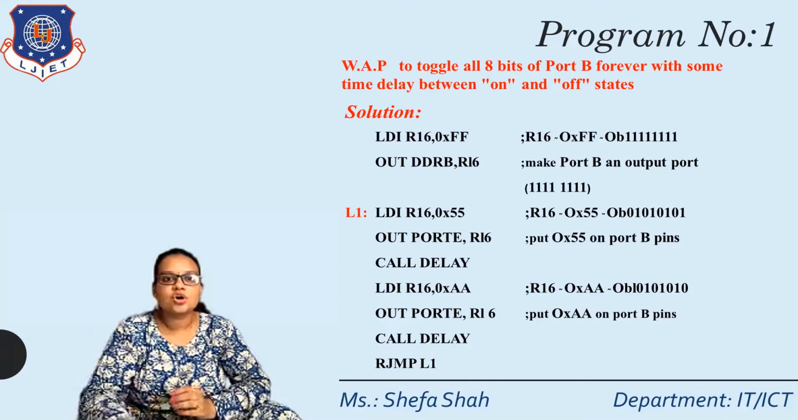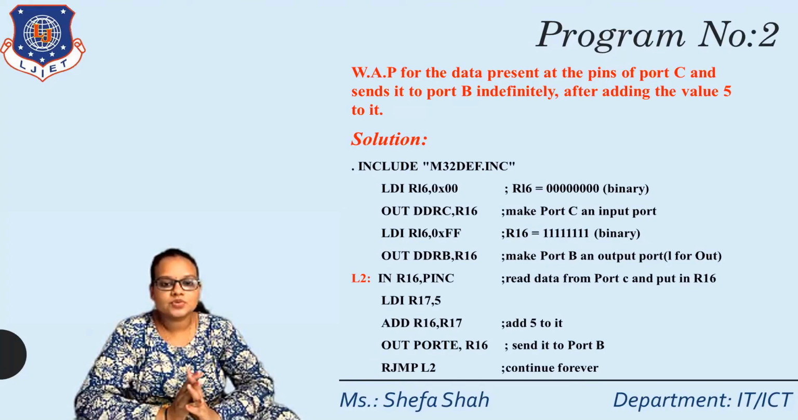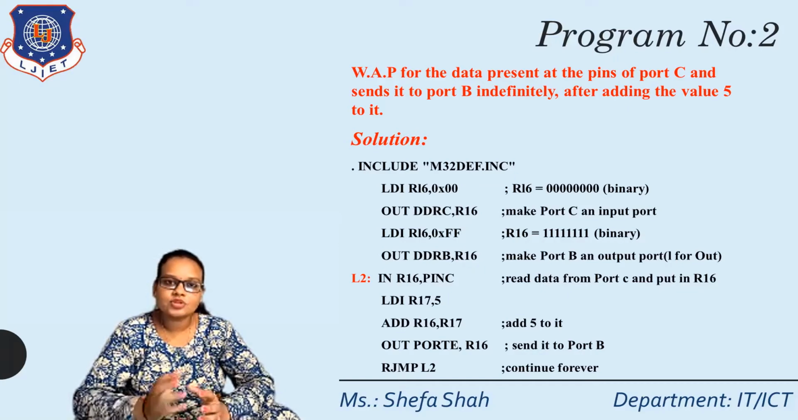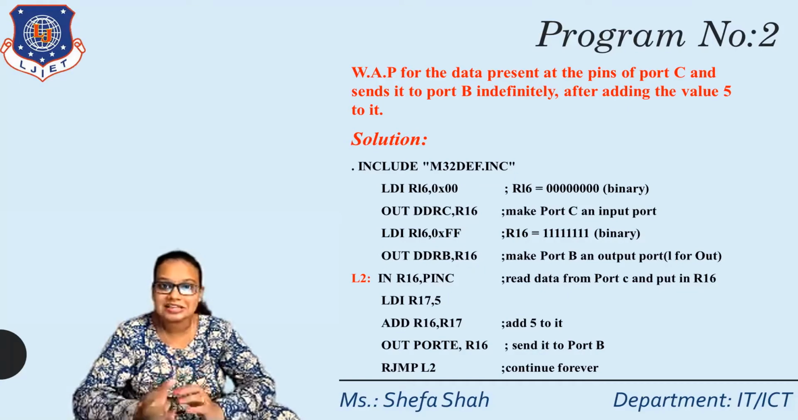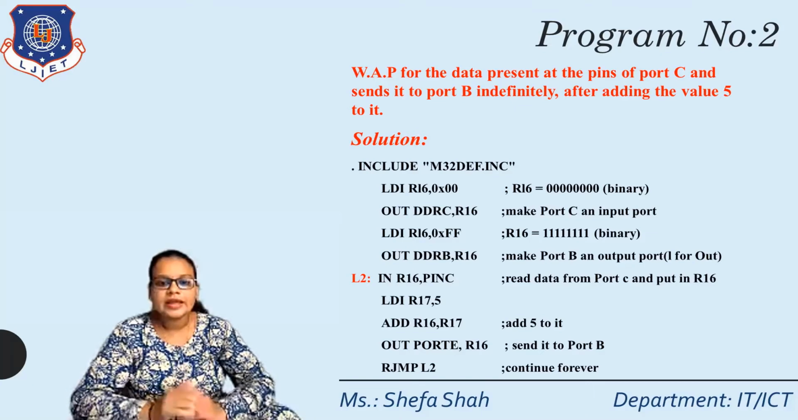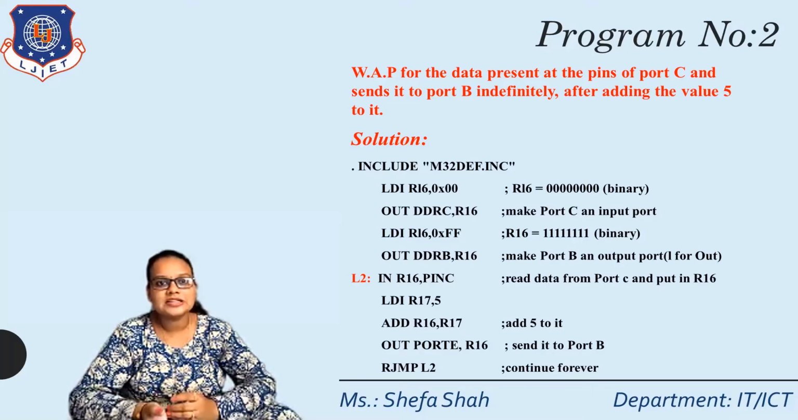Clear? So this is all about program 1. Now let's discuss program 2. What does the statement of program 2 say? Write a program to read the data present at the pins of port C. That means we need to take the data from port C, so port C will be the input port for our microcontroller, and send it to port B indefinitely. So port B is the output port for our program.